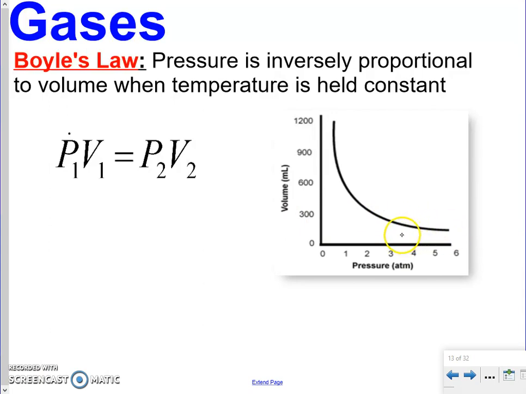And again, that should make a little bit of sense. So remember, pressure is the amount of collision. So if I'm dealing with the same sample of gas, I condense it down into a smaller volume, it's going to be banging around a lot more, therefore causing more pressure.